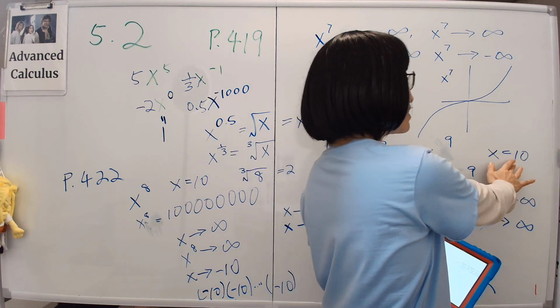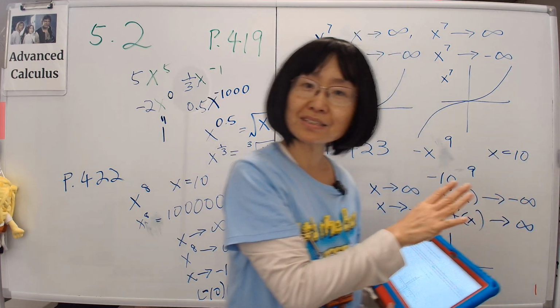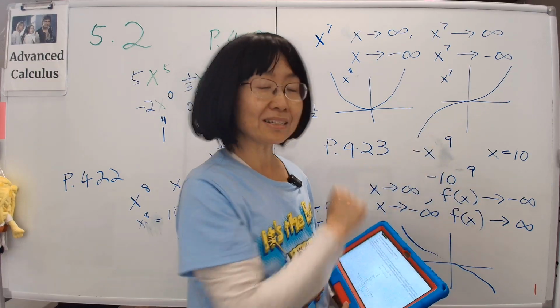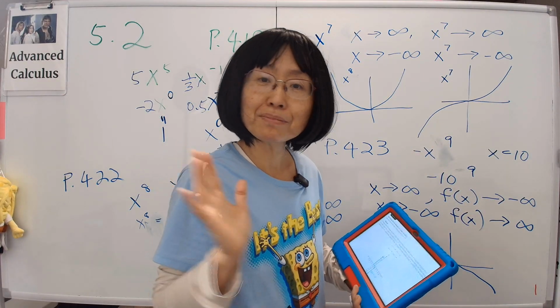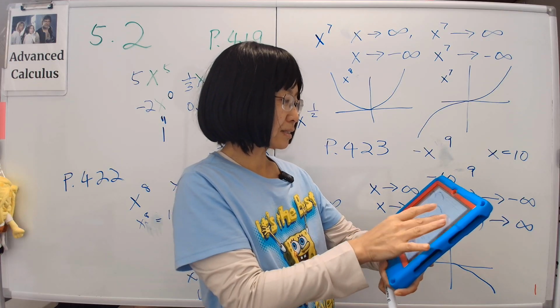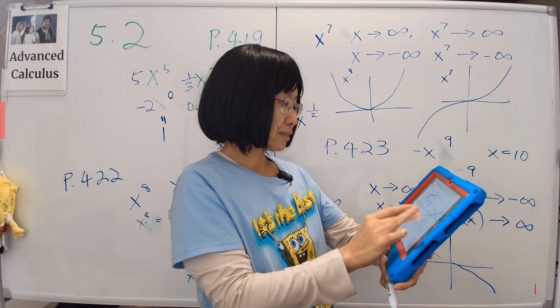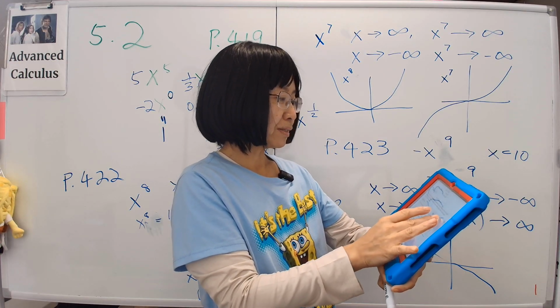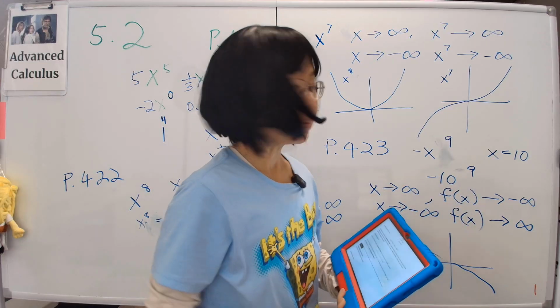Okay, what if x is 10 billion? Where would f of x go? Or if x is minus 10 billion, what would f of x be? That sort of thing. Anyway, so that's that. Next, let's look at polynomial functions. Let me erase the board.